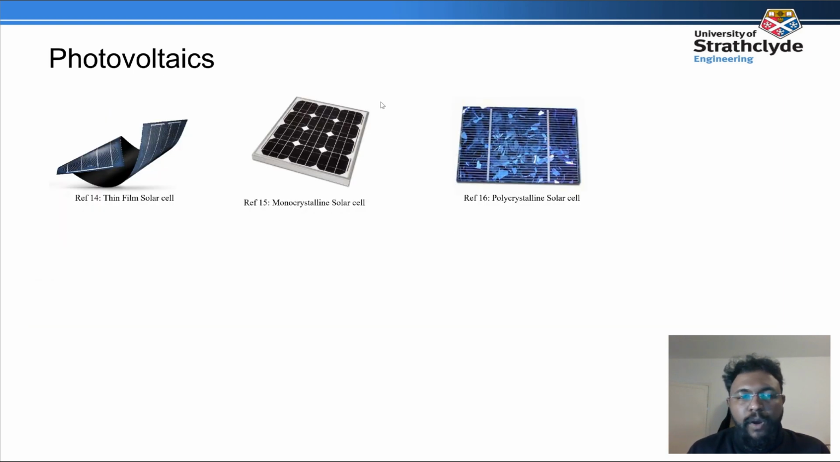There are three most commonly used solar panels: thin film solar panel, which is flexible and portable; monocrystalline solar cell, which from the look is black in color with chamfered corners. It is made out of a single silicon ingot. And polycrystalline solar cell, which from the look is blue in color with square edges. They are made out of many fragments of silicon melted and joined together.